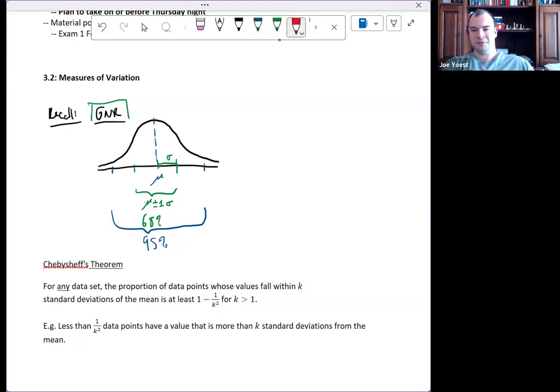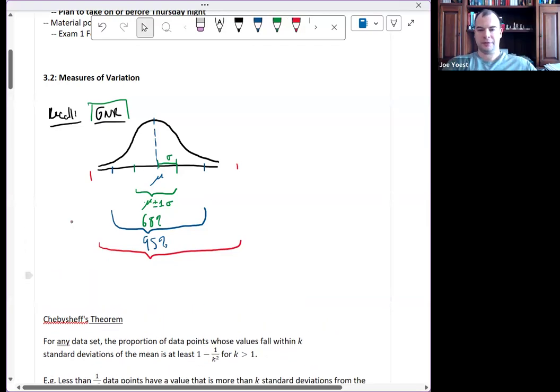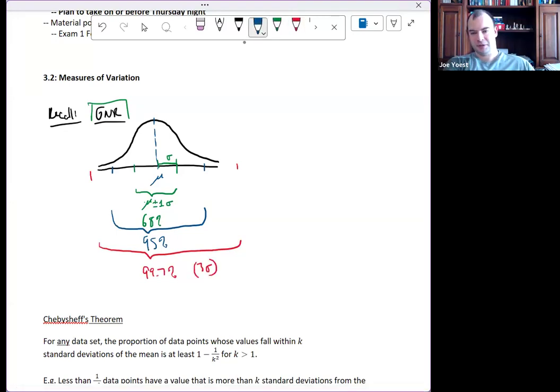95% within 2 standard deviations of the mean, and 99.7% within 3 standard deviations of the mean.